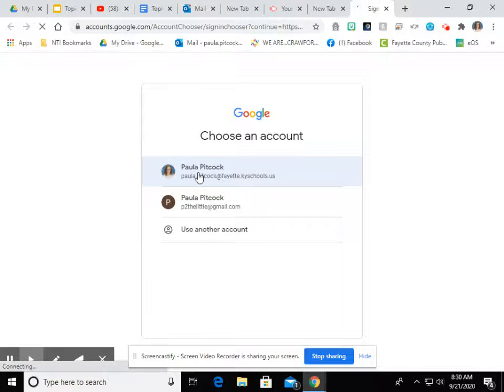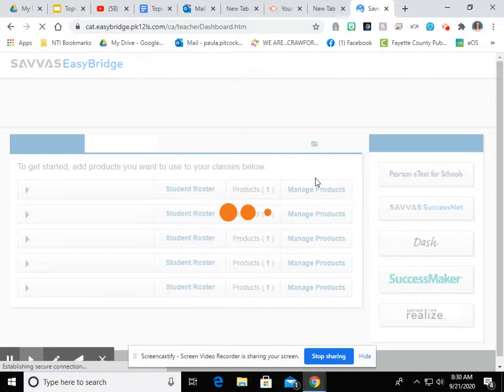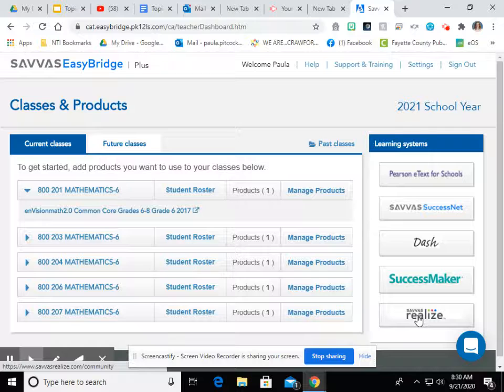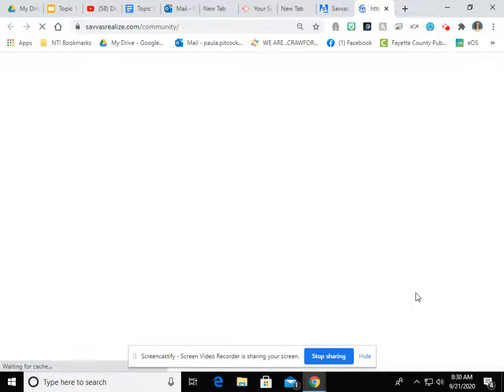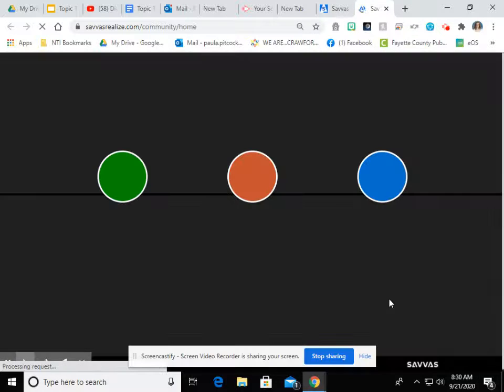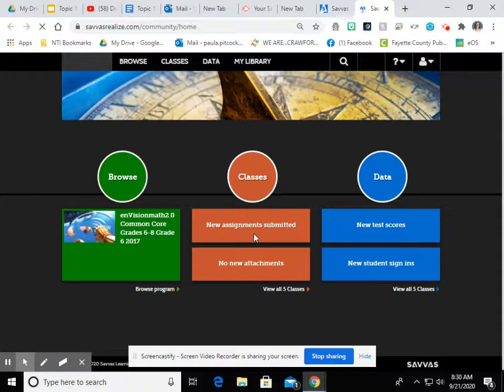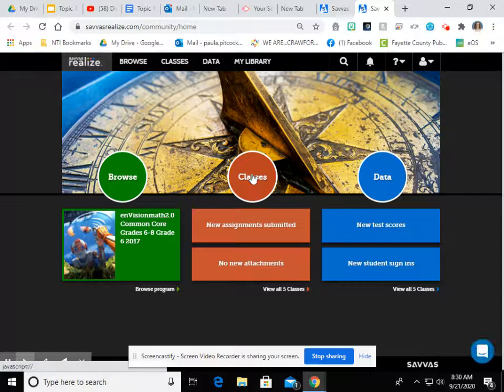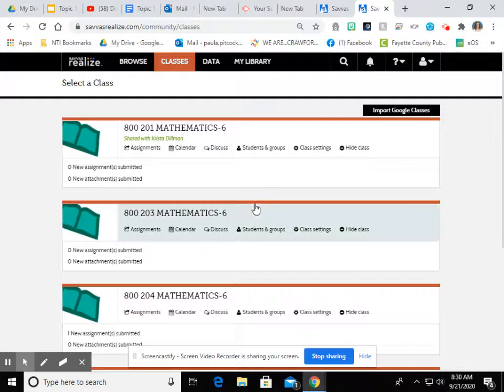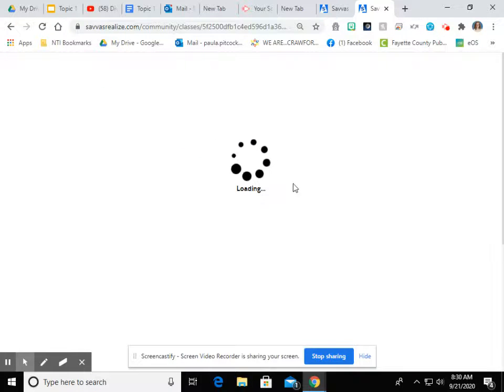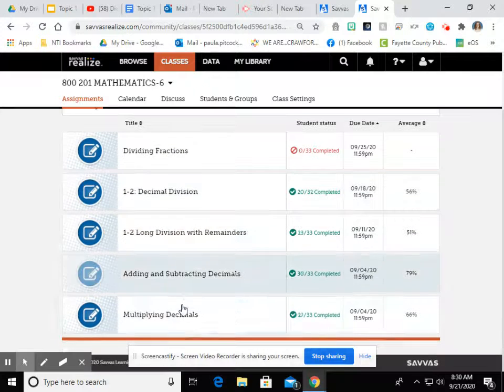You have to make sure you're logged into your school account. Most of you guys only have one button on the next screen to push, but it's under Realize, Savvas Realize. And some of your screens look a little bit different than mine, but you would have to start your assignment. And on my screen, it's in classes. Some of you guys, it's like start assignment. And when you go to your classes, it'll show you everything you haven't got done yet.